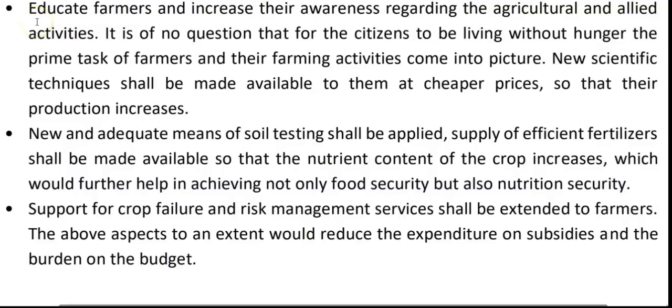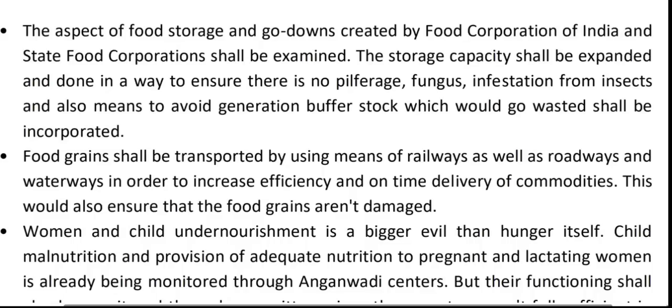And then there has to be some support for crop failure, and risk management services should be there, so that there should be some expenditure and subsidies made by the government to lighten the burden of farmers in their risk management. And then another aspect would be expansion of the storage capacity of state food corporations. So not only just expansion, but also at the same time ensuring that there is no pilferage or infestation from insects. Also avoiding the generation of buffer stocks that would go wasted.